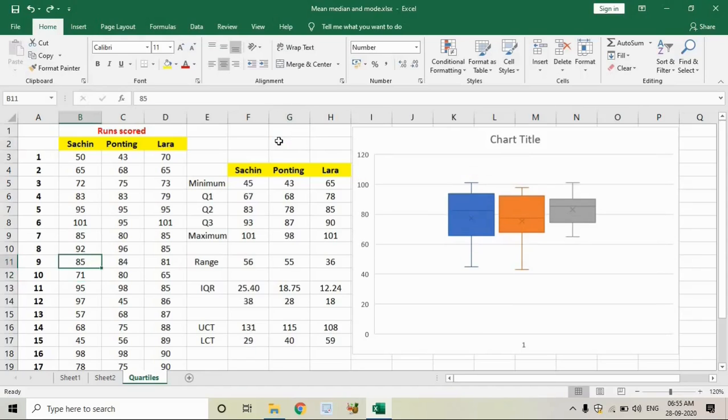I hope you guys have understood the concept of outliers, and in this session we have discussed mean, median, mode, standard deviation, and quartiles. And in the coming session, we will be dealing with all these functions in Jupyter Notebook. I hope you guys have understood the concept very well. Thank you.